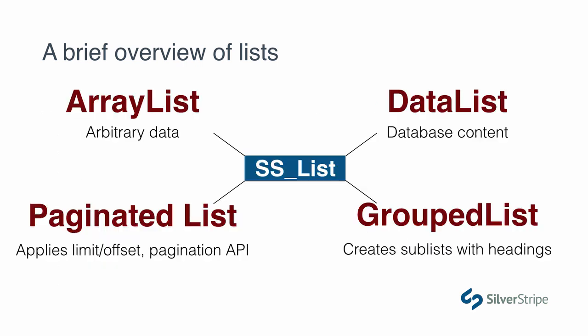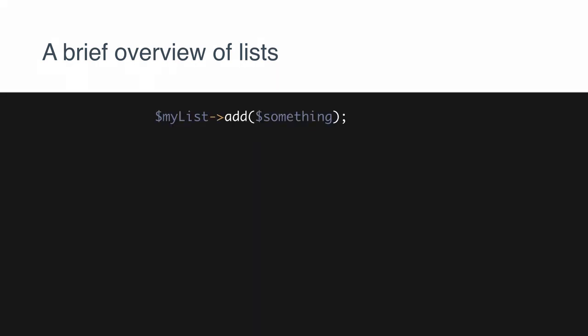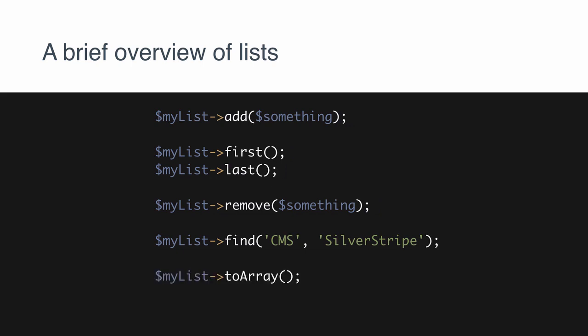Now all these lists implement the SS_List interface. An interface is not quite like a subclass, but it's a way of specifying certain methods that have to be present in a given class. So all these lists have to know how to do the basic functions of being a list. So that includes iterating over the list, obviously, and adding to the end of the list. We use a method called add. Every list must have that. Getting the first or last member of the list. First and last are the methods we use for that. Removing an item from the list, getting a result that matches a key value pair, transforming the list into a simple PHP array, and getting the size of the list.